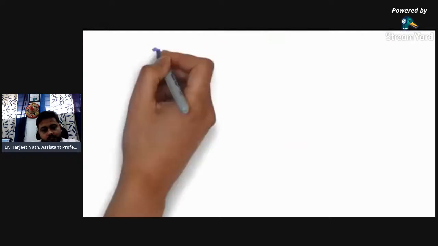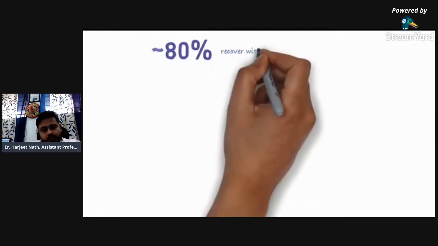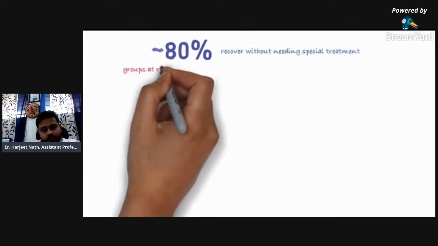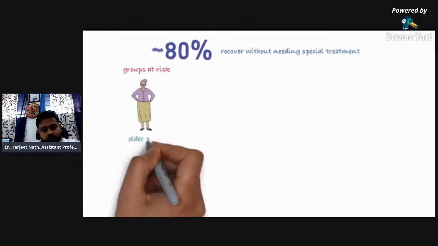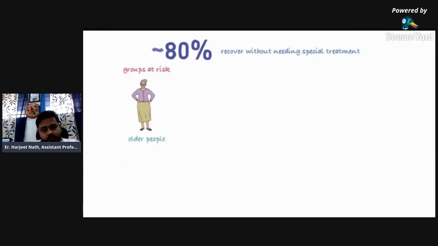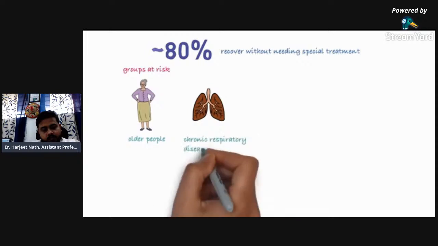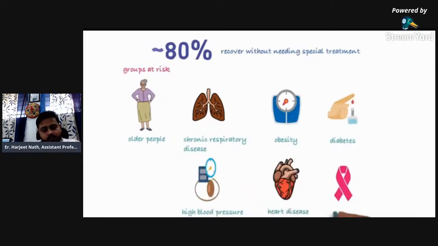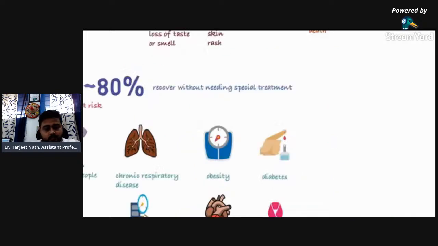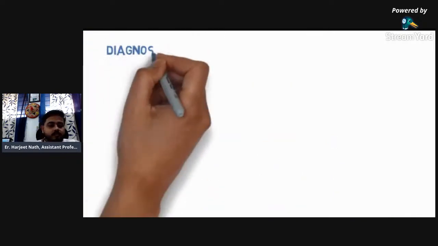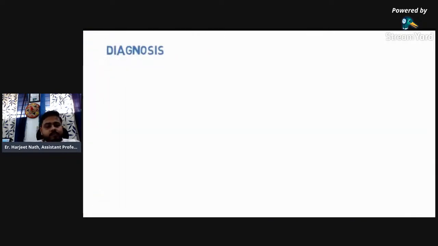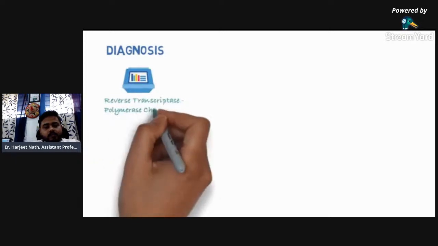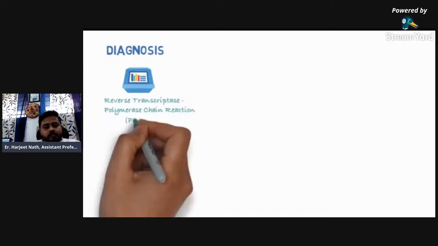About 80% of cases recover from the disease without needing special treatment. But there are some people who are at risk of serious illness. They include older people or people with underlying medical problems, such as chronic respiratory disease, obesity, diabetes, high blood pressure, heart disease, or cancer. How can we tell whether someone is infected? The infection is commonly diagnosed by a test called reverse transcriptase polymerase chain reaction, generally known as PCR.